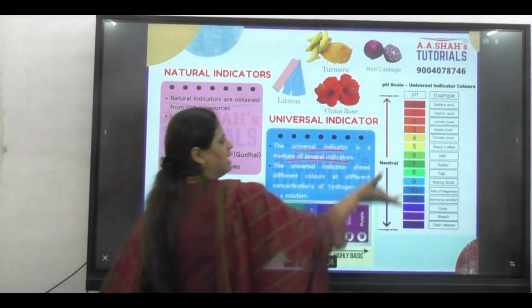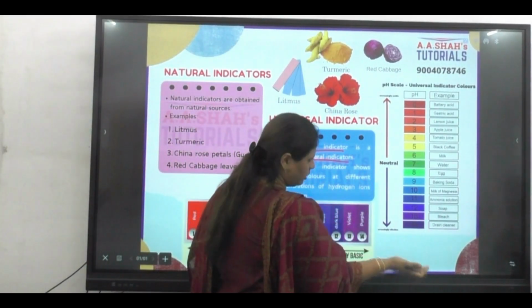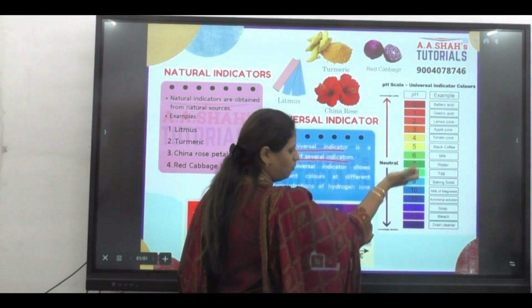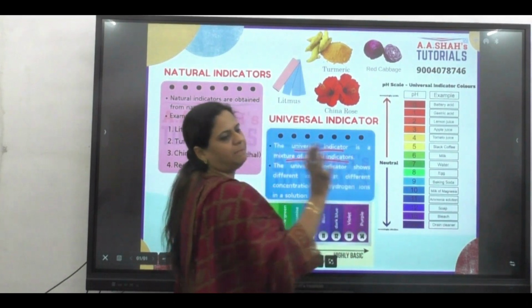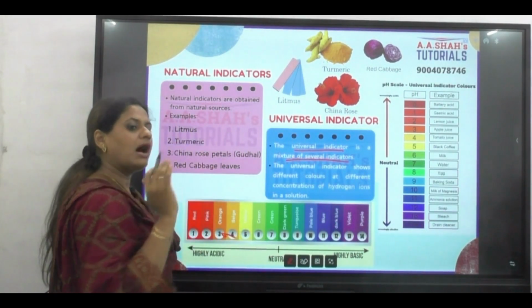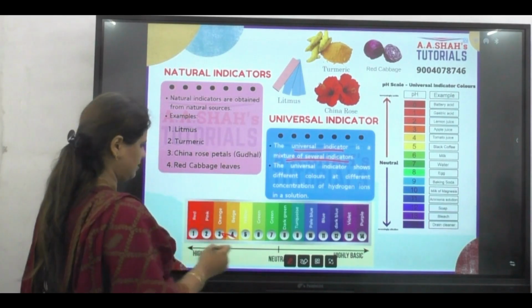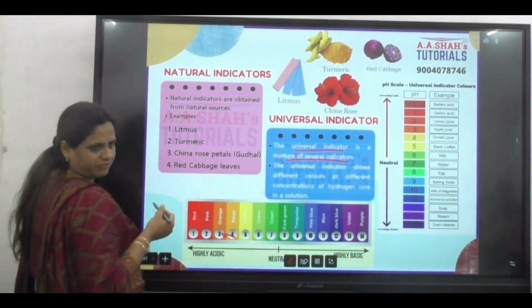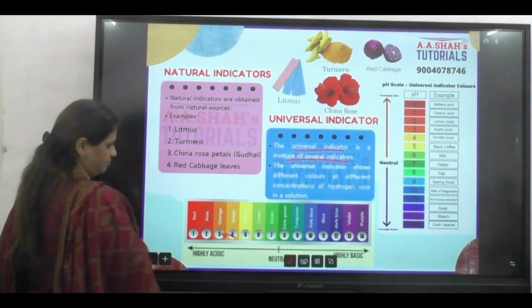So it's a range of colors. Similarly for base also, it goes from light green to dark green to blue till very dark purple. Depending on the color, you can come to know how acidic or basic a substance is. This gives the whole range of colors for universal indicator.